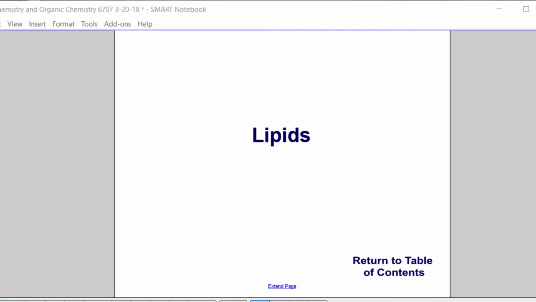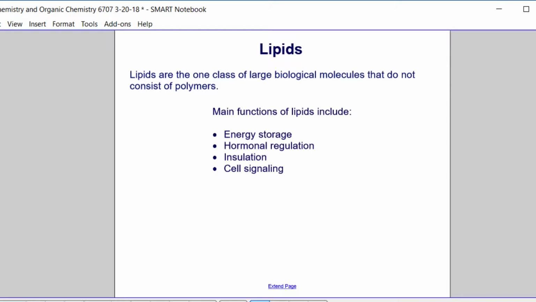In this section, we will discuss lipids. Lipids are the one class of large biological molecules that do not consist of polymers. The main functions of lipids include energy storage, hormonal regulation, insulation, and cell signaling.